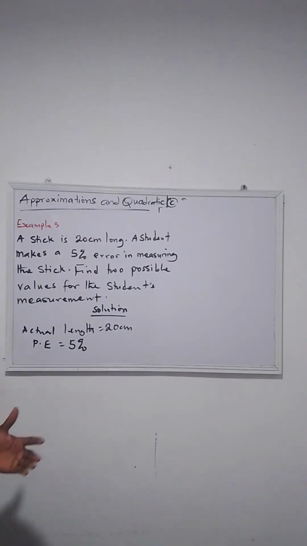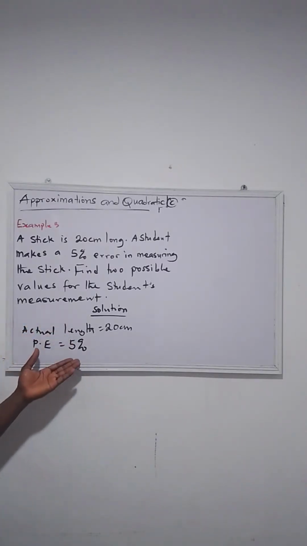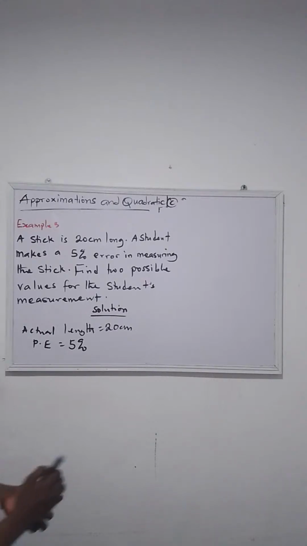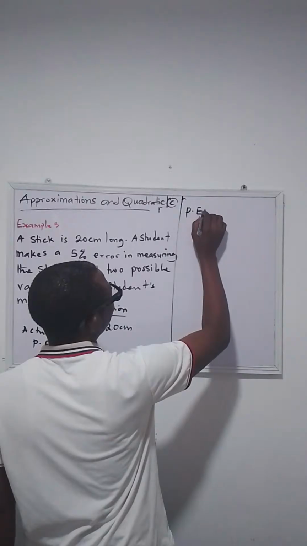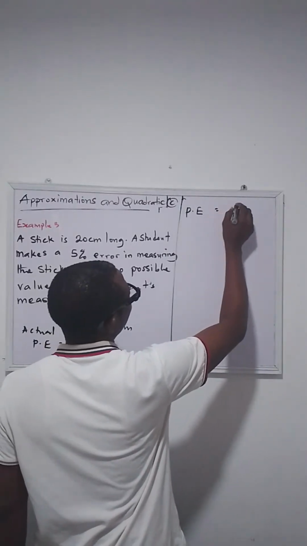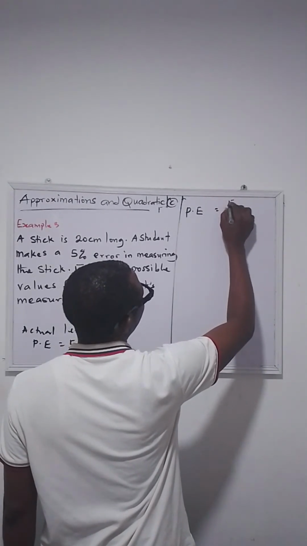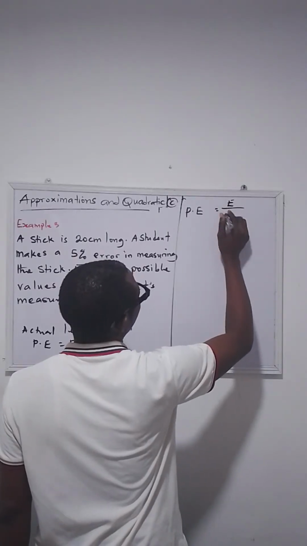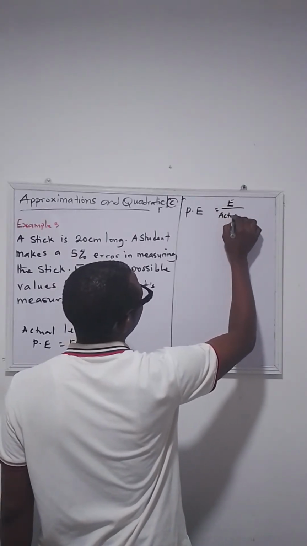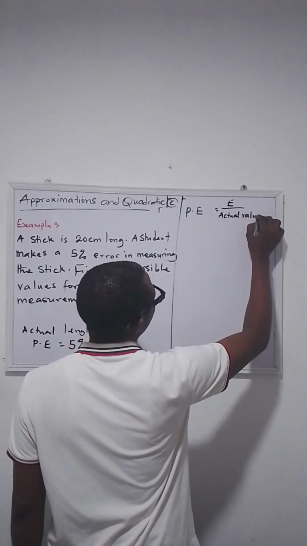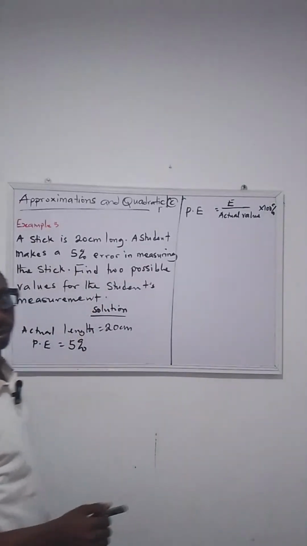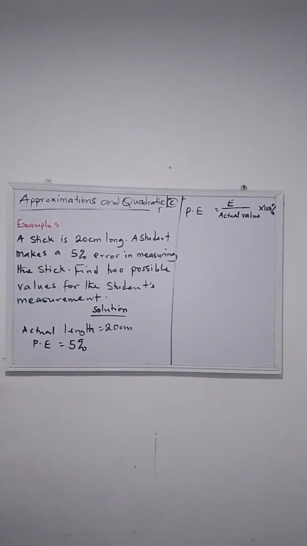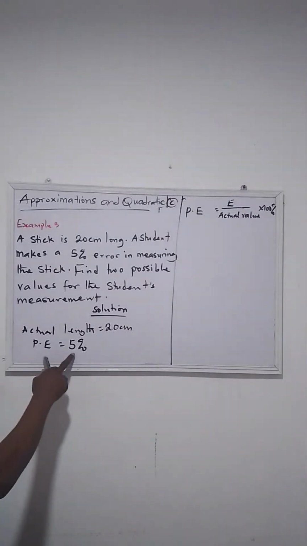All right, so now let us get the error. So let's start with the formula of our percentage error. So we have percentage error is error or absolute error over actual value times 100%. Okay, I hope you understand that. So that is the formula. So percentage error has been given to be 5%.